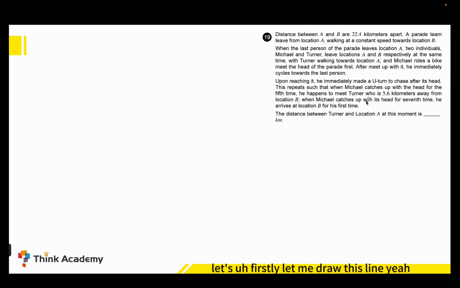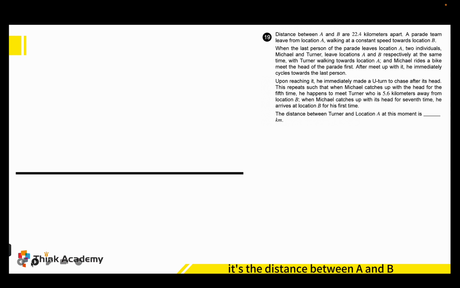So firstly, let me draw this line. It's the distance between A and B, and the distance is 22.4 kilometers. So there is a team, right? Team A leaves location A towards location B. And we know there are two persons, Michael and Turner, and they leave locations A and B respectively at the same time. After reading the question, you can find out Michael always makes a U-turn to chase after its head and repeats, right?